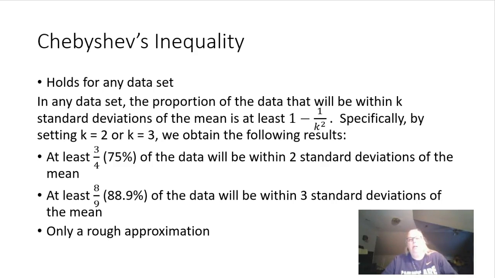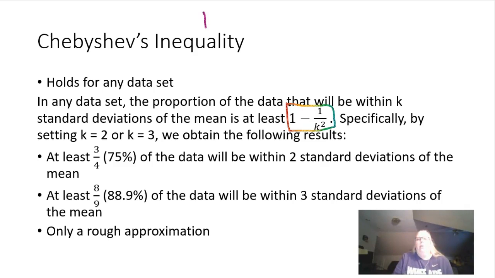You can use it on bell-shaped information, but it's not as accurate as the empirical rule, so it's not really a good idea to do that. But if we have any old set of data and we're not sure if it's bell-shaped or not, we can use Chebyshev and get a good idea of how much of the data falls within 2 or 3 standard deviations. They give you this formula right here, 1 minus 1 over k squared, and k stands for the number of standard deviations away from the mean that we're looking at.